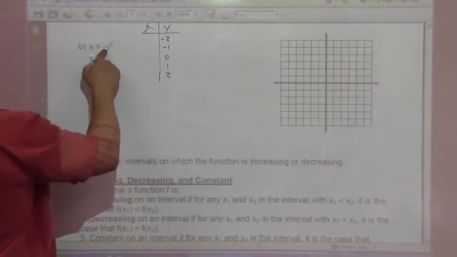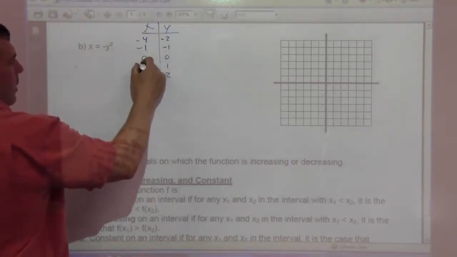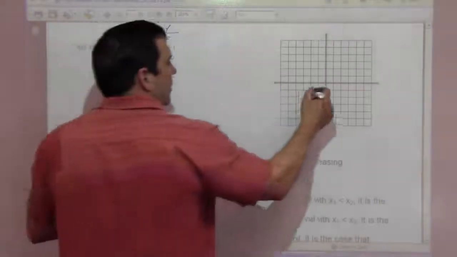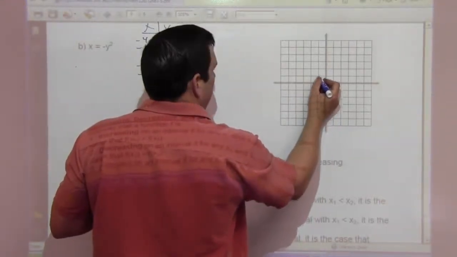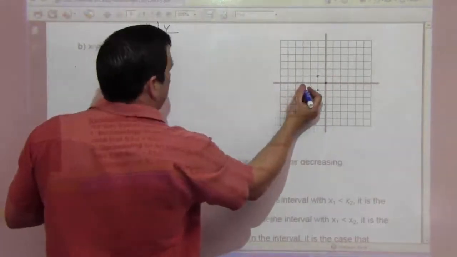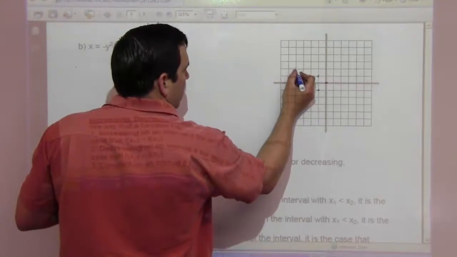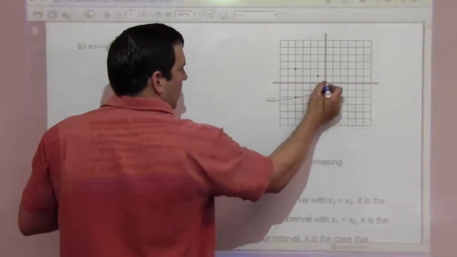So we have the negative of y squared, that's going to be negative 4, negative 1, 0, negative 1, negative 4. So then 0, 0, negative 1 is both 1 and negative 1. And then we have negative 4 is both 2 and negative 2. So we can see right off it's not going to be a function.